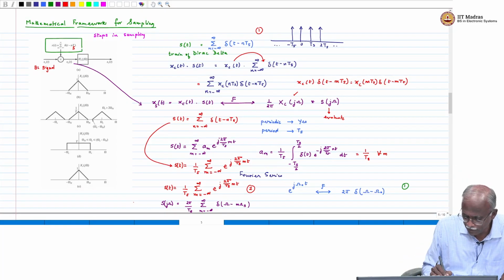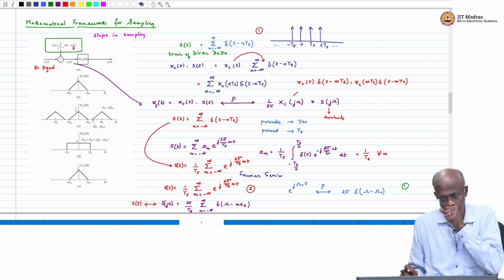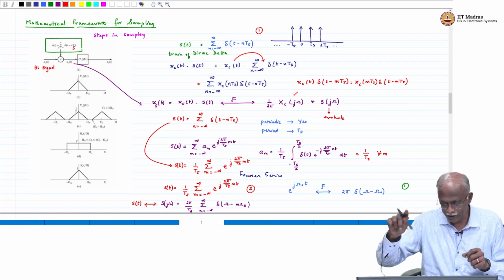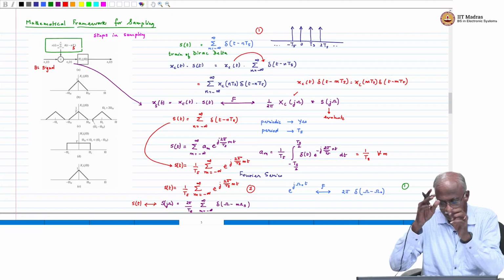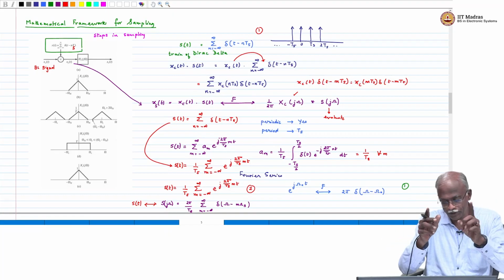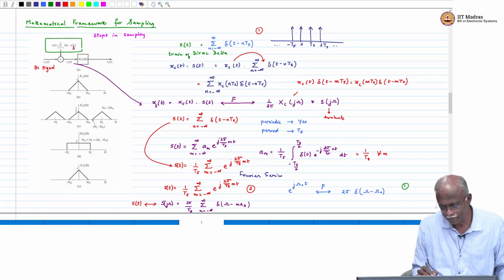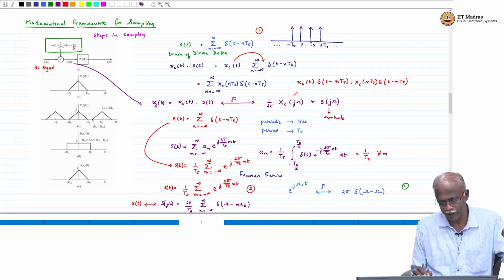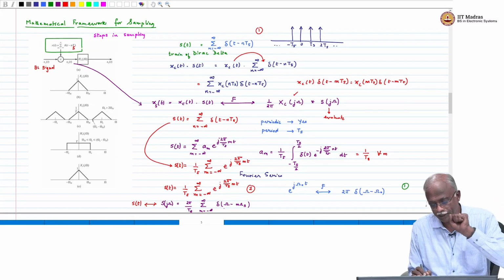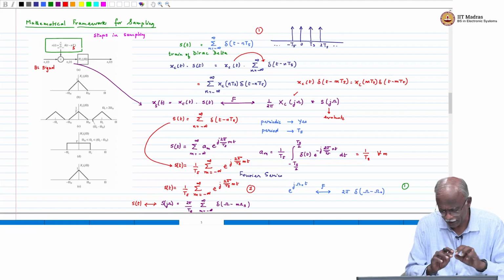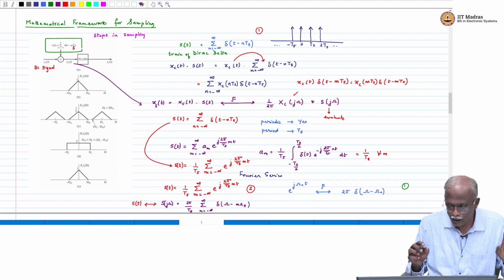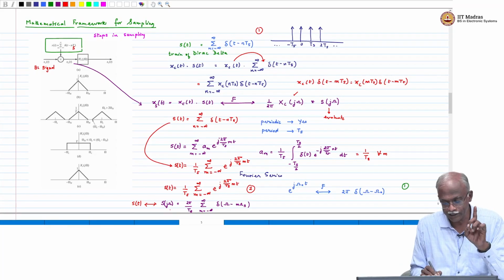Now, once you have an expression for s of t, we can then obtain the Fourier transform. And when you have exponentials, what you get is 2 delta functions for each exponential and with a scale factor of 2 pi, and that is exactly what we have shown here to be the expression that we have for s of j omega.